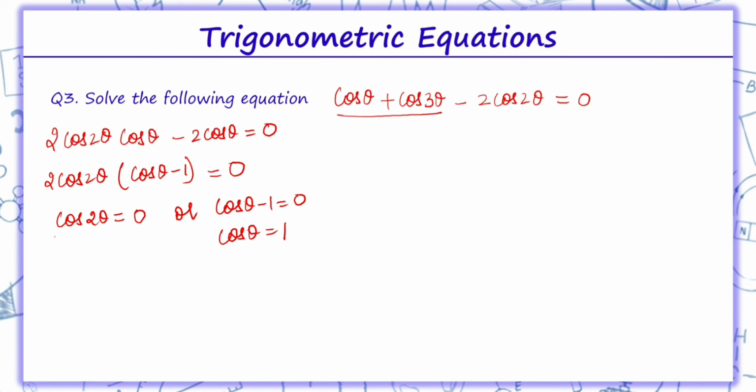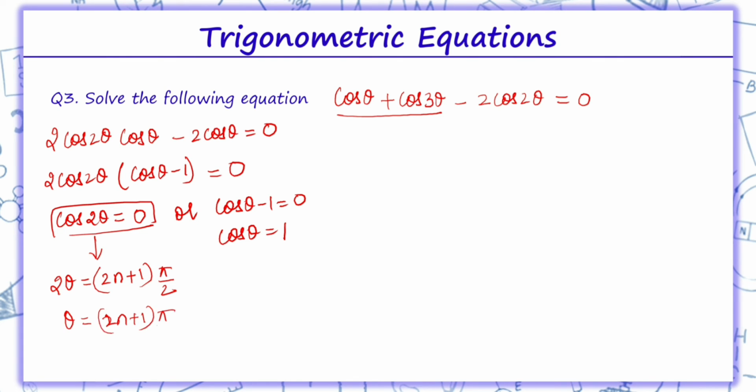Now as we know, when cos 2 theta equals 0, this indicates the value of 2 theta is equal to (2n plus 1) into pi by 2. Thus the value of theta will be (2n plus 1) into pi by 4.